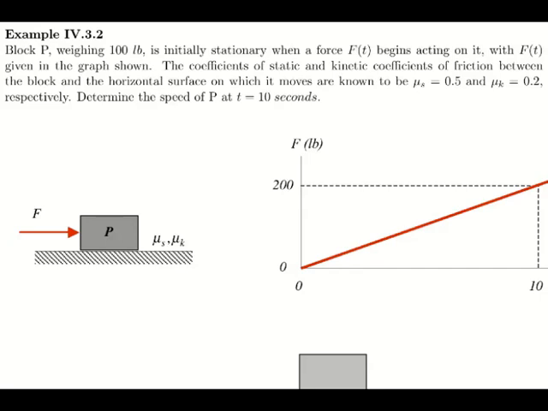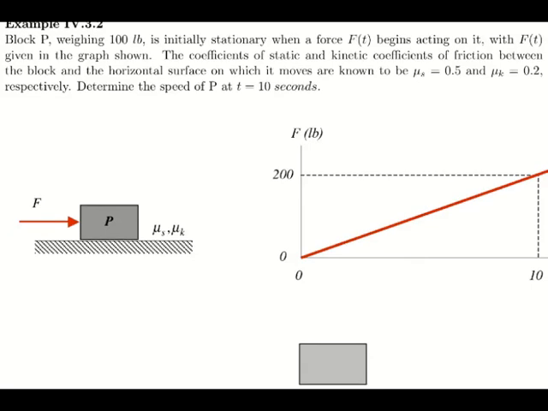For this example, we're going to be looking at this block P, which is initially at rest on a rough horizontal surface, and we have an applied force F, which is increasing in magnitude in a linear way with time, according to the curve that's shown there to the right. And what we want to do is to find out that as a result of this applied force F, what's the speed of the block when t is equal to 10 seconds.